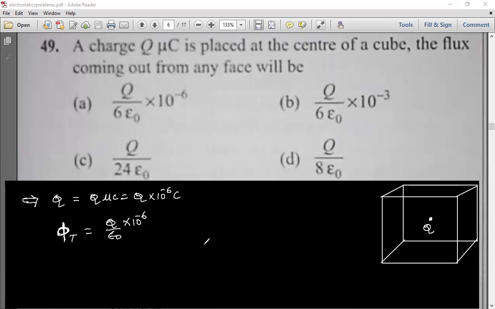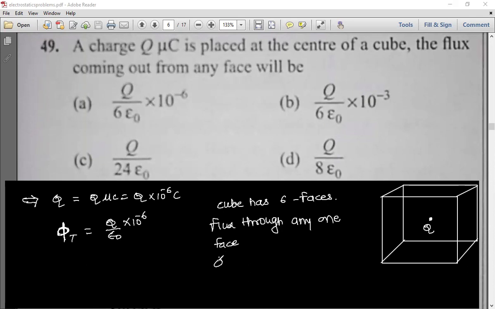See how many faces the cube is having? 6 faces, right? So the cube has 6 faces. So flux through any one face, that is, flux through one face is equal to 1 by 6 times flux total. Right? 1 by 6 times flux total.